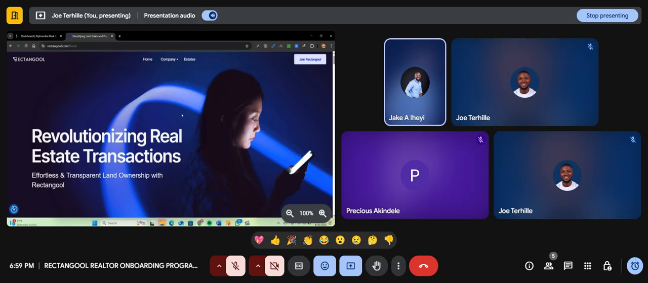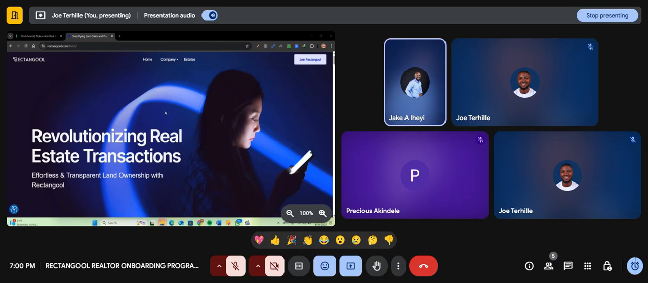So Rectangle is designed to help real estate companies increase their sales in three major aspects. Number one is to simplify the sales process. Number two, increase in sales. Number three, management of every sales related operation. So those are the three things that Rectangle helps with: increasing sales, simplifying the sales process, and management of everything that has to do with sales.